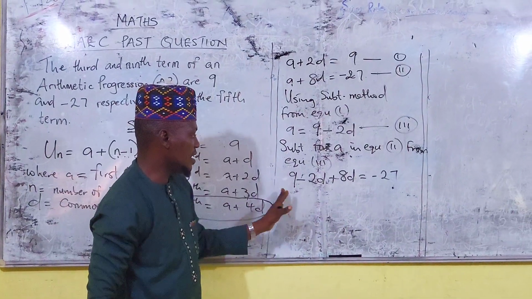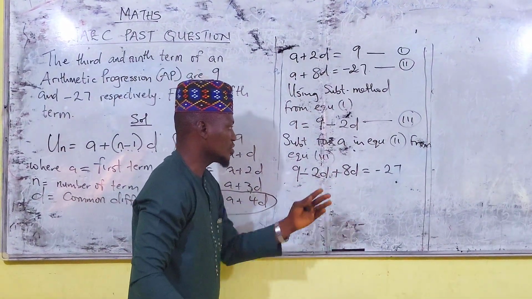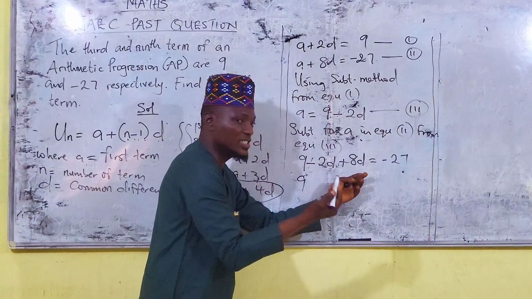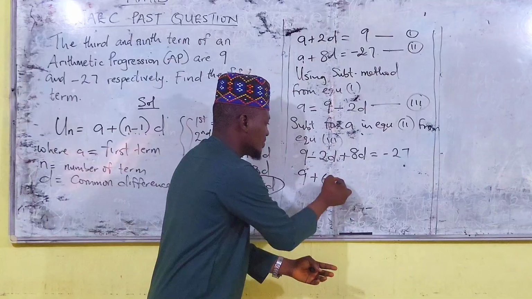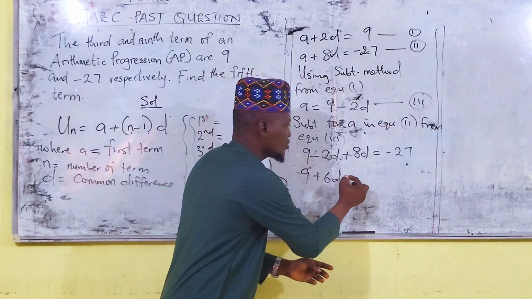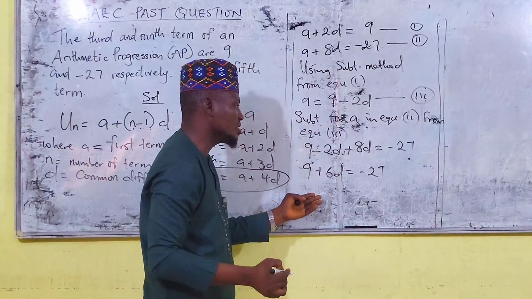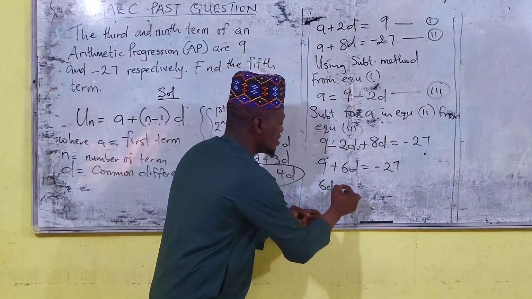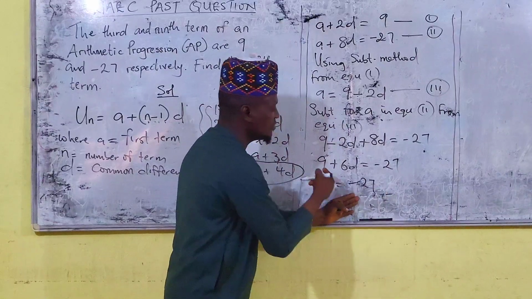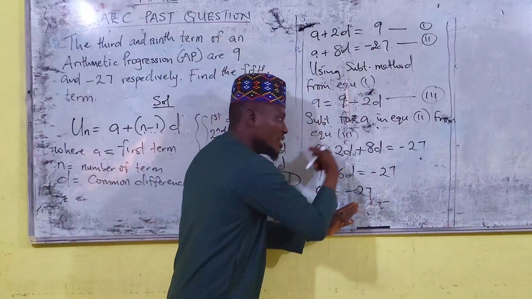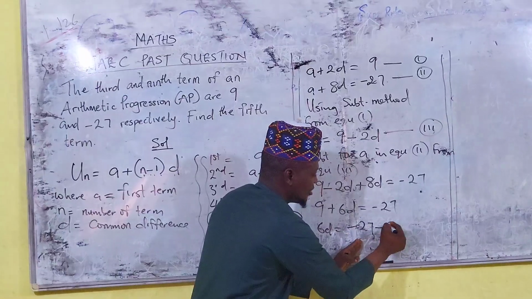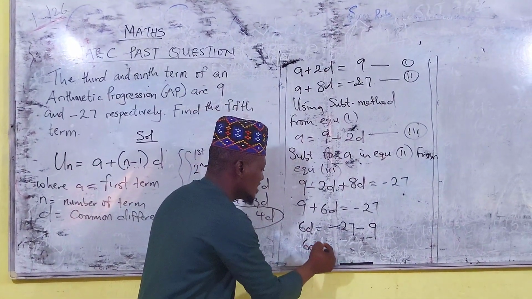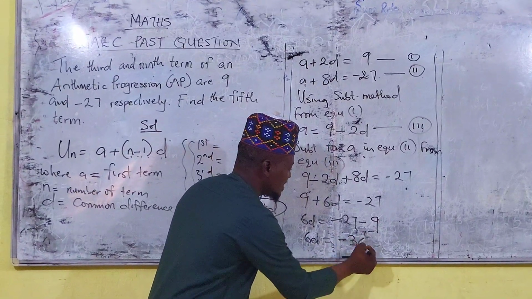Are you with me? Now, collect the like terms. We already have the like terms together, so just solve normally. Minus 2D plus 8D gives us plus 6D. So 9 plus 6D equal to minus 27. Then collect like terms as usual, so it will now be 6D equal to minus 27. This 9 will move to this side, and the plus turns to minus. That's minus 9, so we have minus 27 minus 9. That's 6D equal to minus 36.